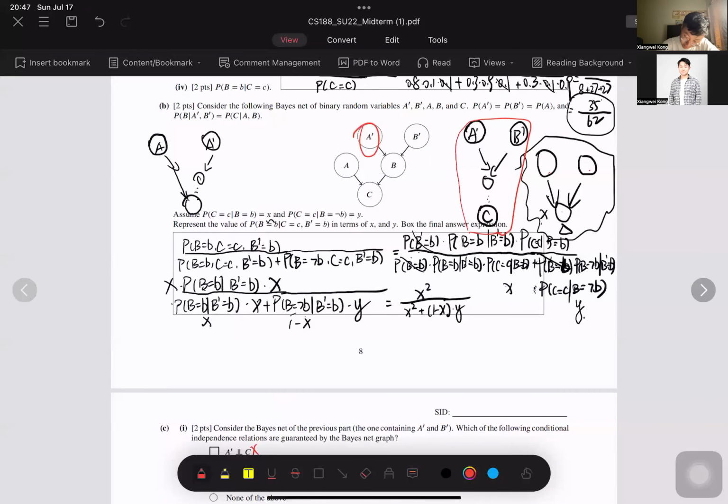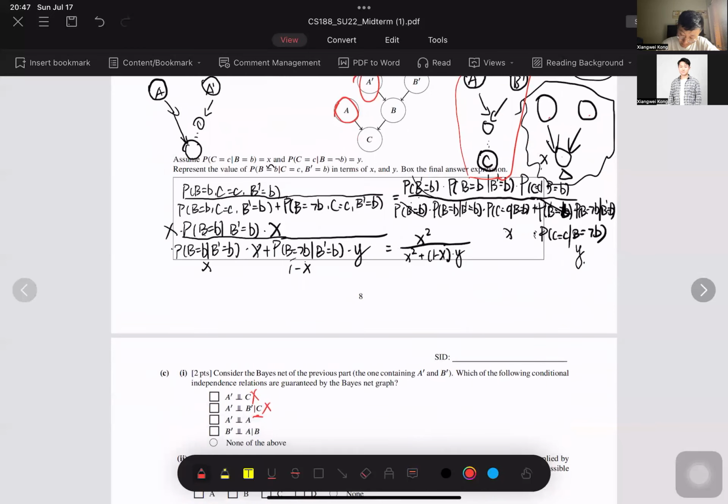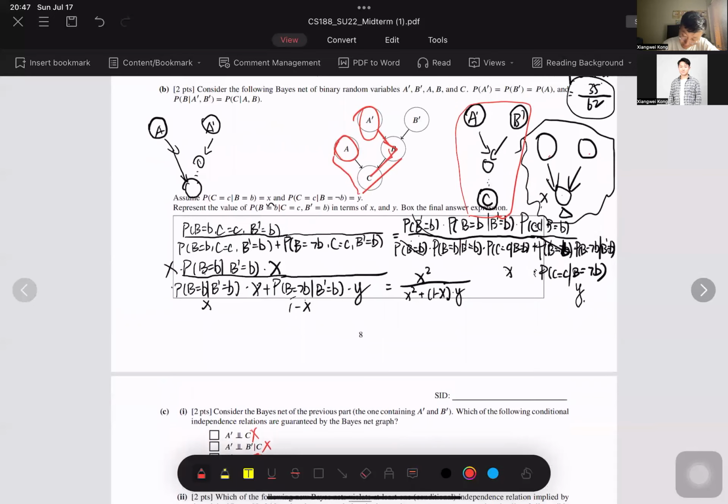So we have here A prime, A, and we can see that the triples here will be A prime, B, C, this one, and B, C, A, these two triples. And for A prime, B, C, since B is not given, then they are just not guaranteed. We'll look at the next triple, A, C, B.